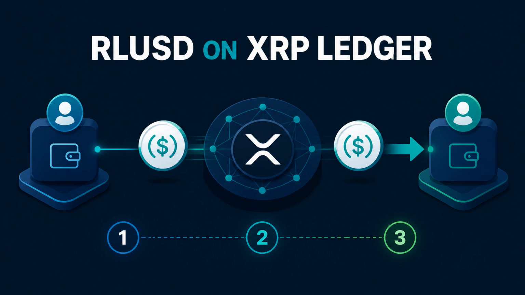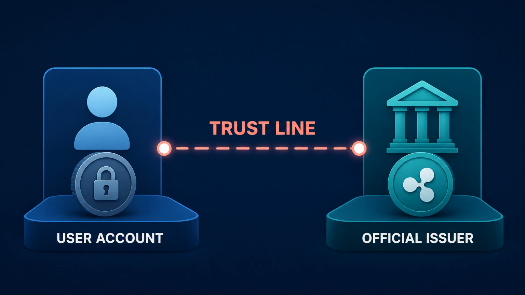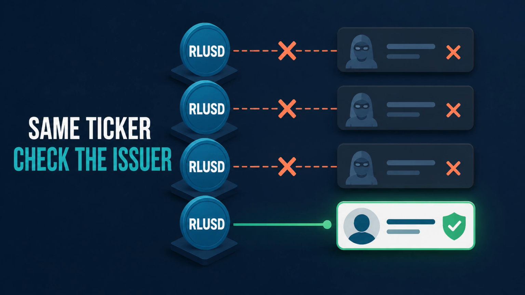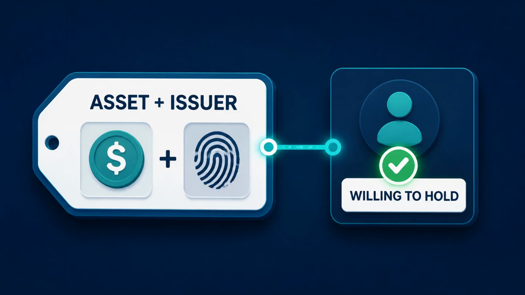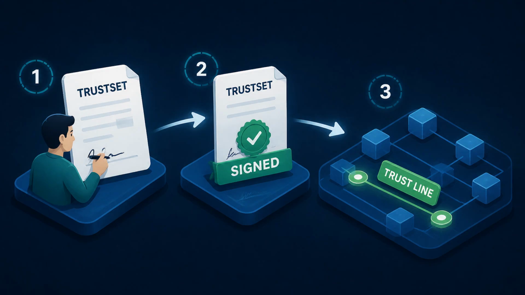Here's how an RLUSD transfer can work on the XRP ledger. Before receiving the token, a user's account may need to create a trust line to the official RLUSD issuer. Despite the name, a trust line does not mean blindly trusting every token with the same ticker. It identifies a specific asset and issuer and records that the account is willing to hold it. The user signs a trust set transaction, and the ledger records the trust line.